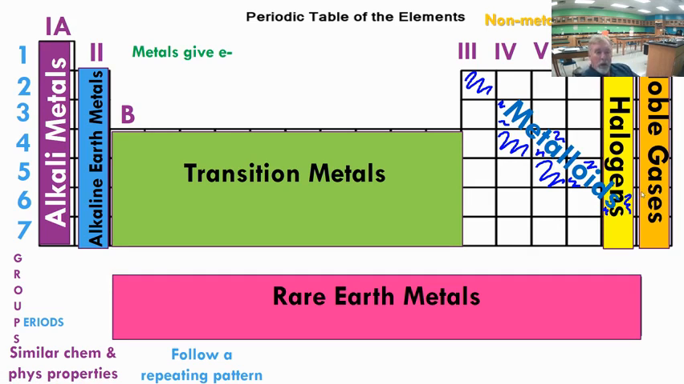So your blank periodic table should look pretty much like this. Now we've labeled our groups, we've labeled our periods, we've labeled specific names for groups 1A, 2A, 7A, and 8A, right? Alkali metals, alkaline earth, halogens, noble gases. We labeled our transition metals, we labeled our rare earth metals, we labeled our metalloids. So these are the groupings of elements on our periodic table. But they follow a very similar and repeating pattern.